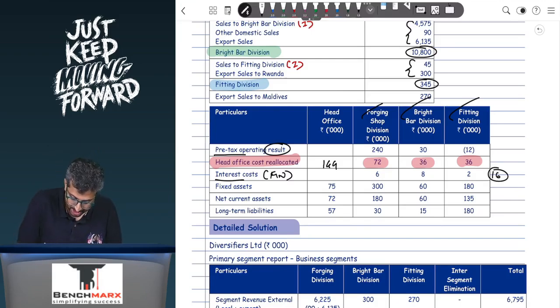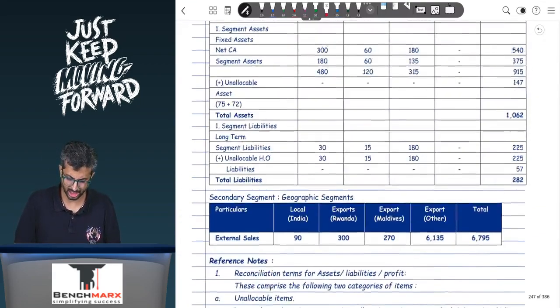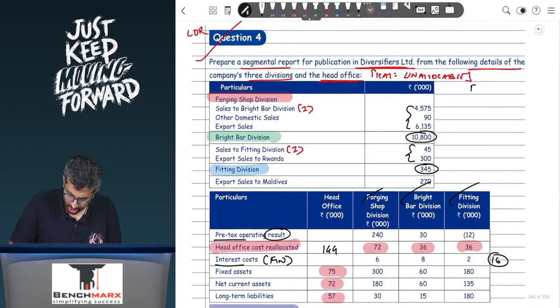And then you have fixed assets, net current assets, and long-term liabilities. Now this is linked to head office and hence this will also be treated as unallocated. So if I had to make up a segment report over here, this will be on forging, then there will be bright bar, then there would be fitting division, and if required there is an intercompany elimination, because ultimately in my final balance sheet I will not show all of this. I will only show the revenue as is appearing in my P&L. So over here, there is inter-segment elimination, and that will give you the total.